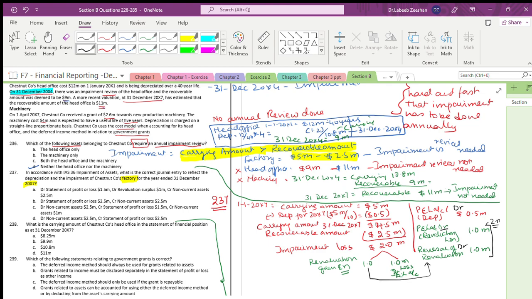Now, what about the non-current assets? Definitely it is impacting them. The non-current assets value will decrease. How much will it decrease? It will decrease by 2.5: 1 million and 1 million, plus the 0.5 depreciation. Non-current assets will be credited.